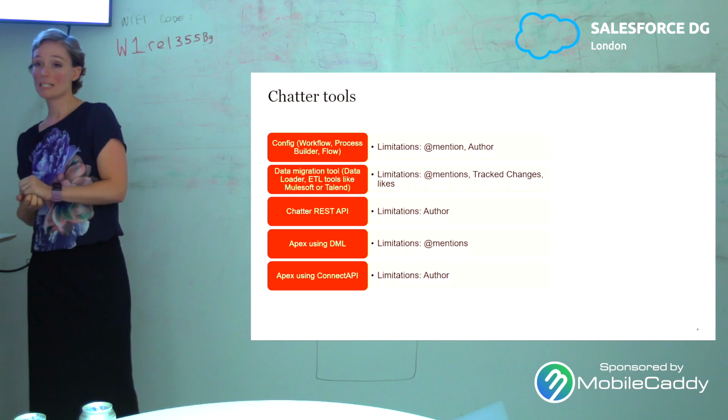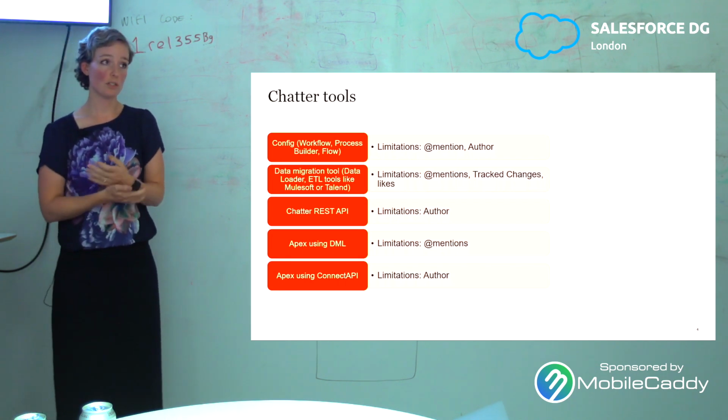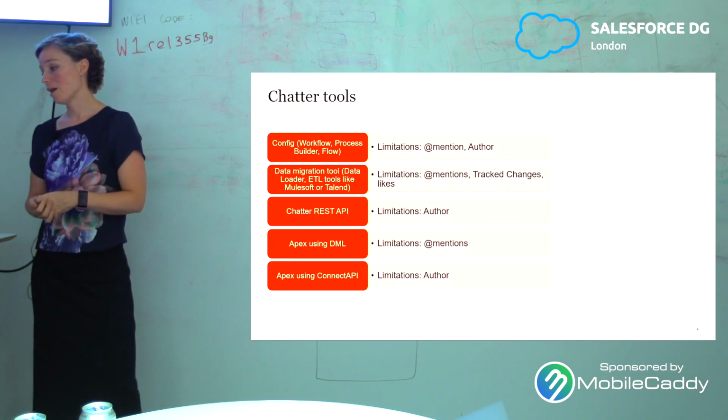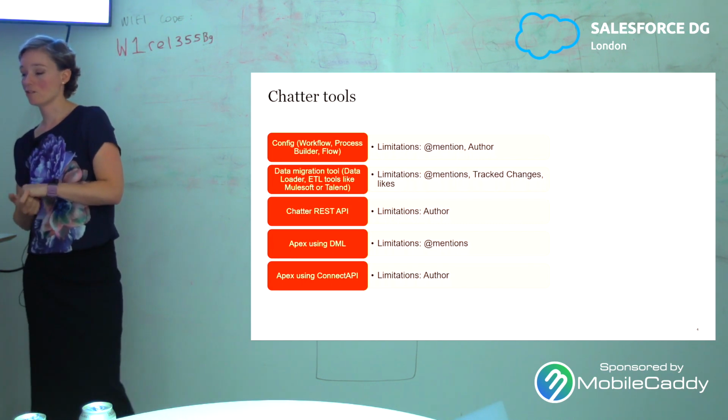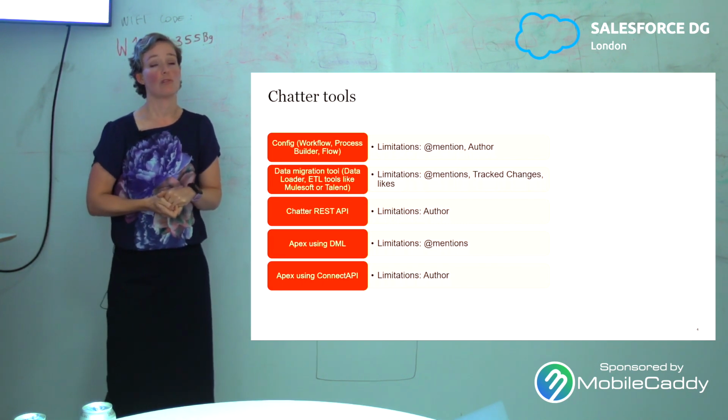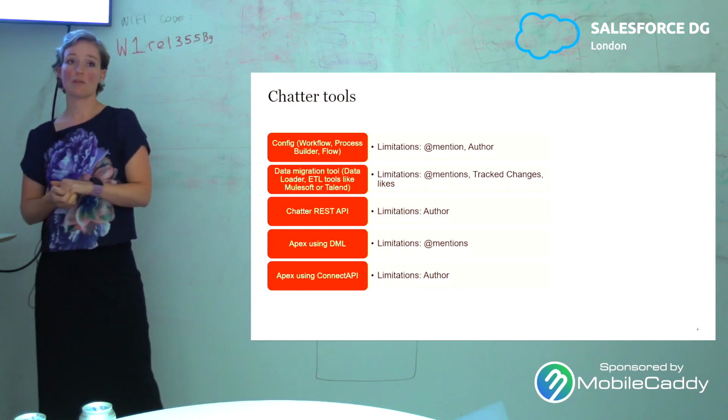Then we've got the REST API, so that could be used for an integration to create or retrieve chatter data. One of the limitations there is also that we cannot set the author if we create a chatter post through the API. So we cannot set the created by field.